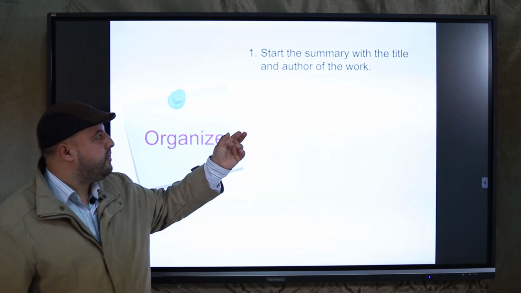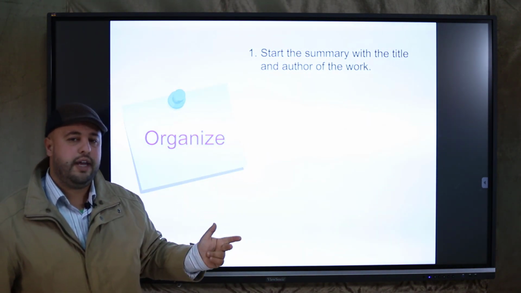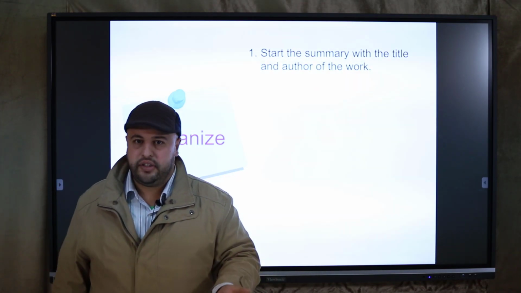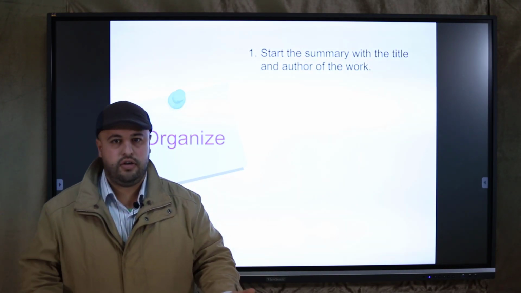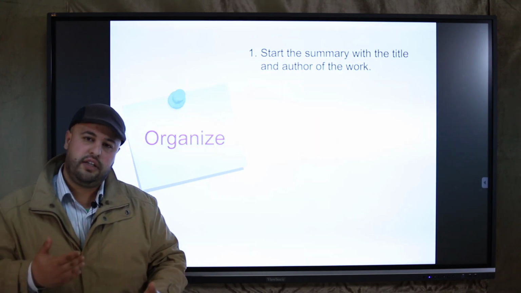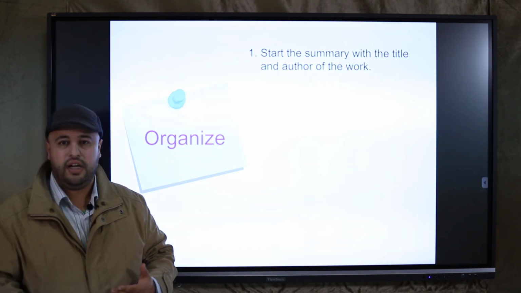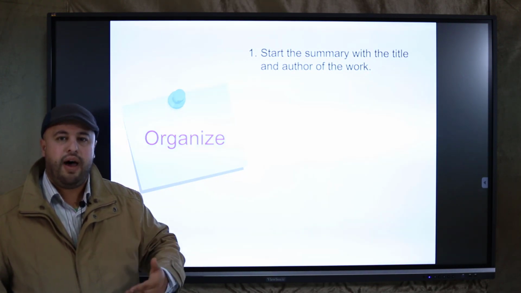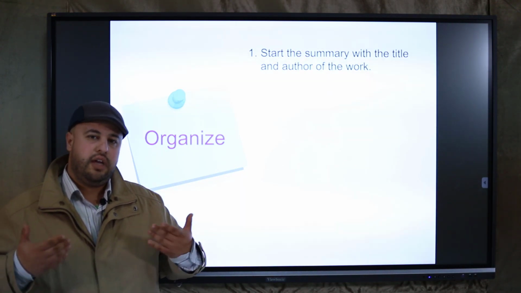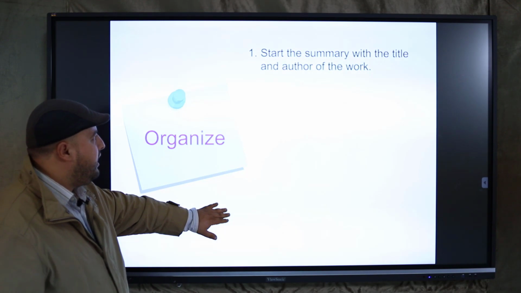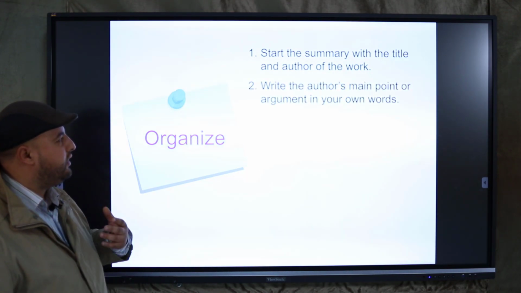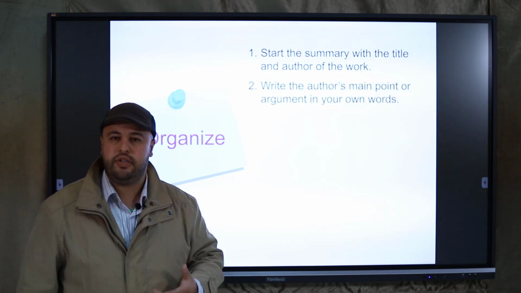So when you start your summary with the title and the author's name, automatically you are informing the reader that it's not your own text. You are only writing, for the second time, using your own paraphrasing and your own style to convey some ideas of the original text in your own words. The second step here is to write the author's main point or arguments in your own words.